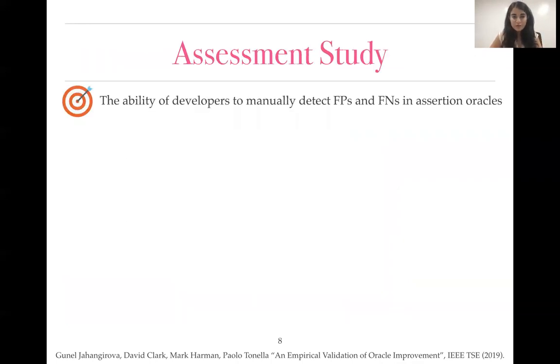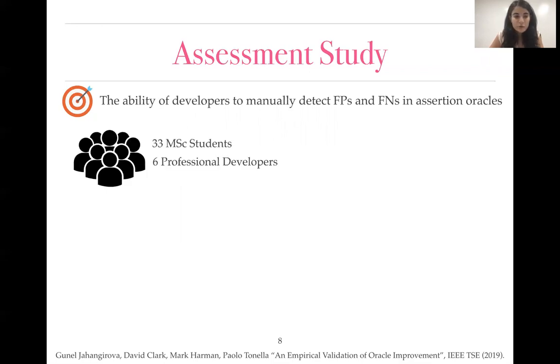For this purpose, we have conducted two studies. The first one is the assessment study. The idea here is to analyze whether developers are actually able to manually detect these false positives and false negatives, because if they are, then maybe the value of the approach is not that high. For this, we have recruited 33 master's degree students that were studying computer science at the University of Trento at the time, and 6 professional developers from the Upwork freelancing platform.